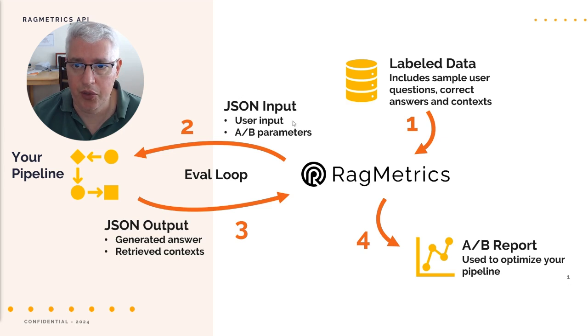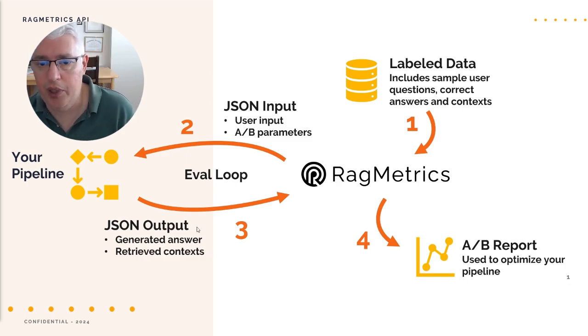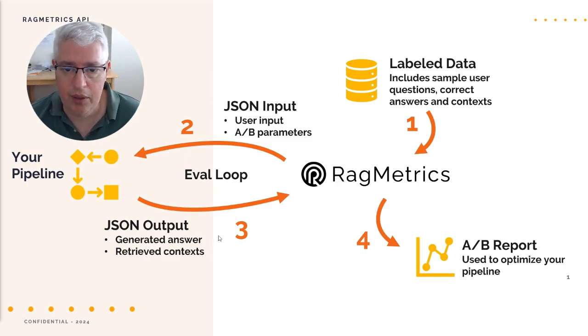So we will provide a certain JSON input into your pipeline. And that input will include the question as well as some A/B test parameters, if any. And then your pipeline is going to give back a JSON output to us, which will include the generated answer and the retrieved contexts. So you can have as much complexity in your code as you like, and all we need to get is the final result.